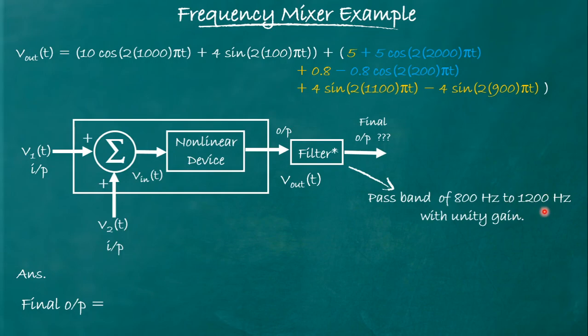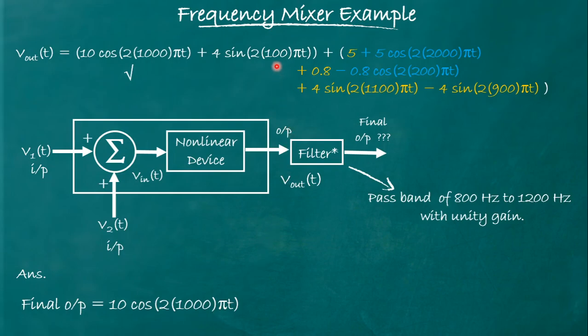So let us find out the terms having frequency within the 800 to 1200 hertz range. Let us find out those terms in the V out. So here the first term contains a frequency of 1000. So yes, 1000 falls within the range of 800 to 1200. So the first term will get passed through the filter, and in the final output you will get this first term.